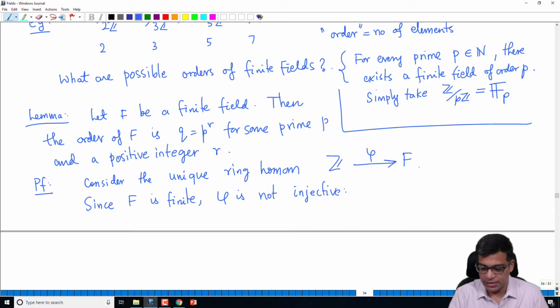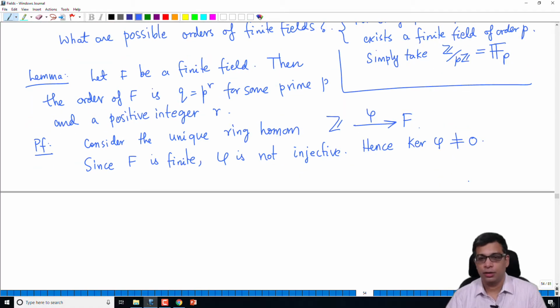If phi is injective, Z sits inside F, is the language we use. But Z is infinite. So then F would also be infinite. So if F is finite, phi cannot be injective. Hence, kernel of phi is not 0. Right? Not injective means kernel is non-zero.